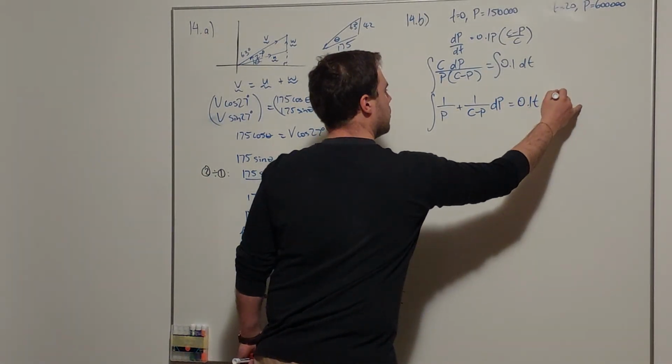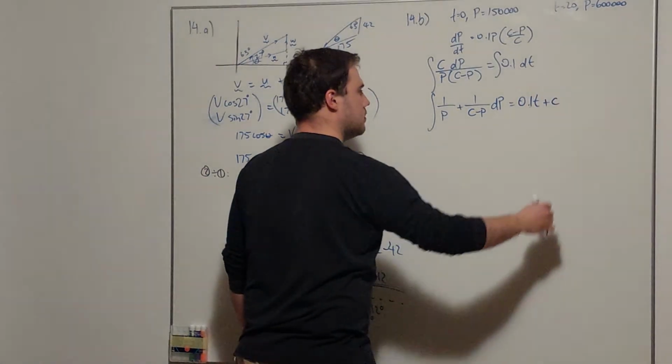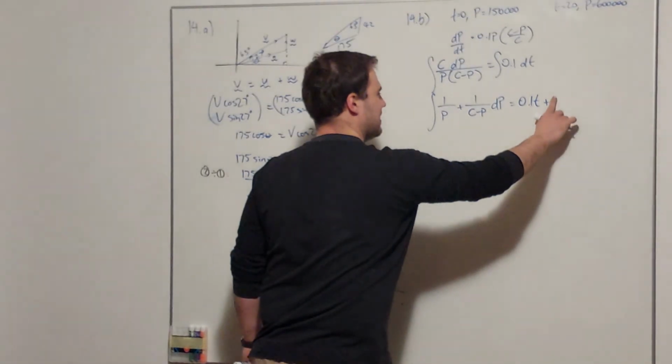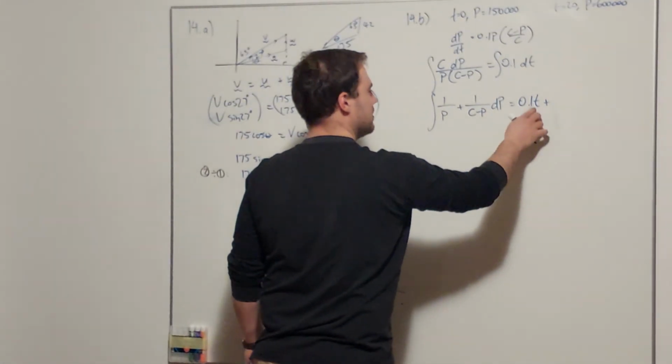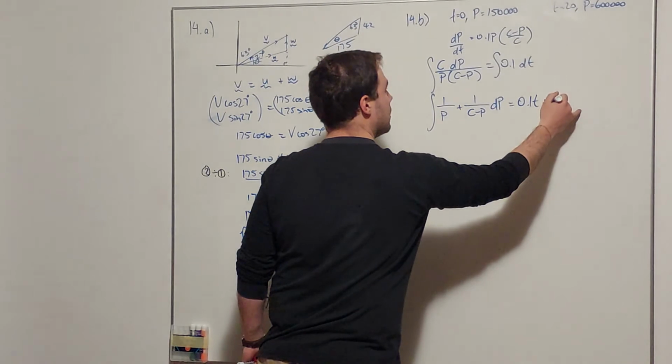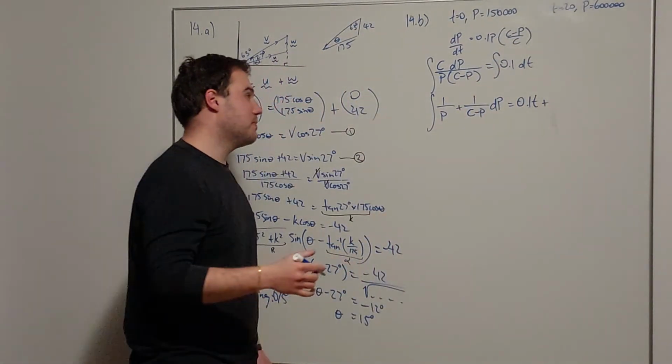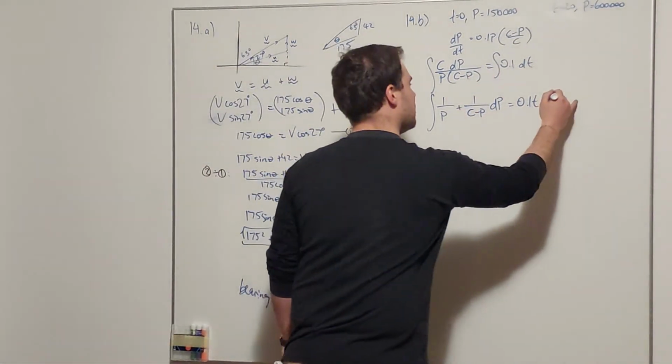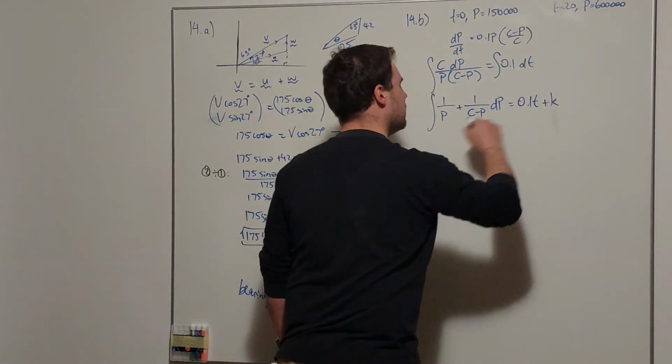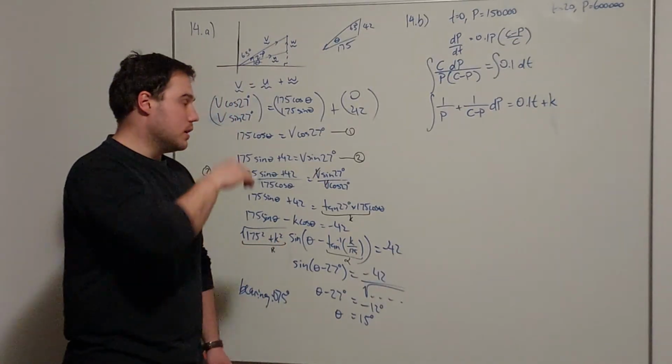0.1 t plus C for constant, let's maybe say plus, normally we'd have k in here, but yeah, we don't. Okay, k will be fine. It's going to disappear soon anyway.